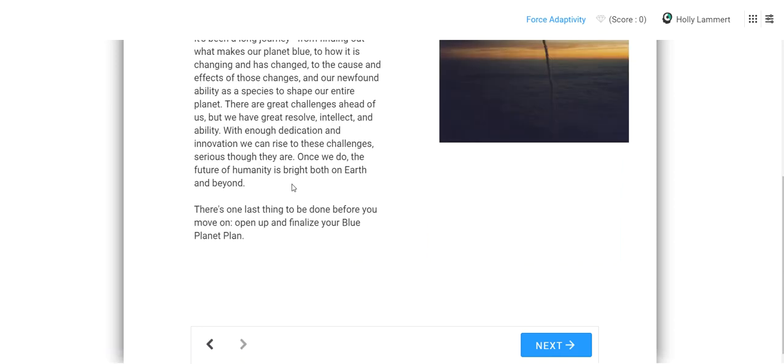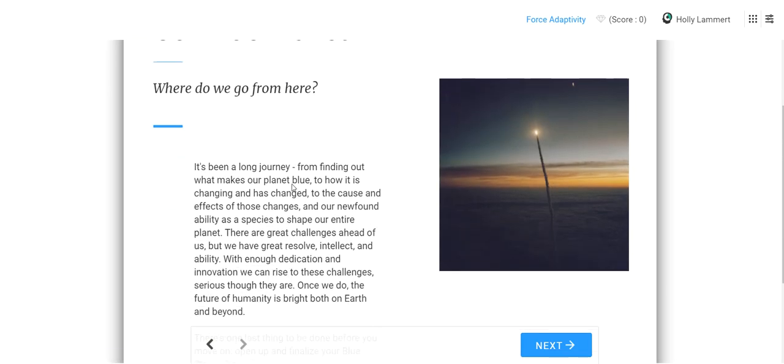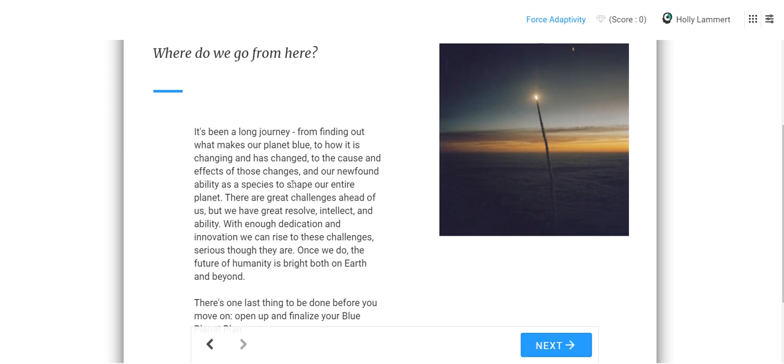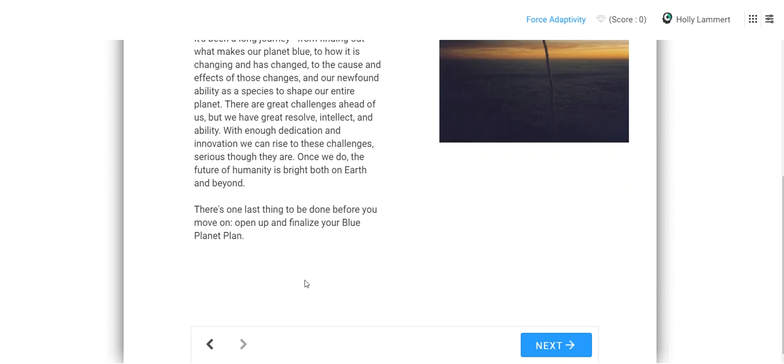So in conclusion, where do we go from here? It's been a long journey from finding out what makes our planet blue to how it is changing and has changed, to the cause and effects of those changes, and our newfound ability as a species to shape our entire planet. These are great challenges ahead of us, but we have great resolve, intellect, and ability. With enough dedication and innovation, we can rise to these challenges, serious as they are. Once we do, the future of humanity is bright both on Earth and beyond.